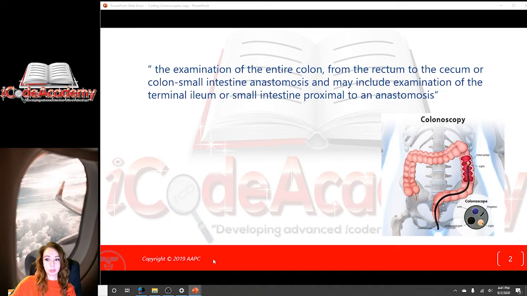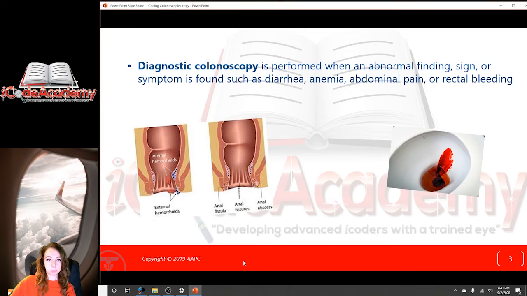So let's talk about the different types of colonoscopies. You may have heard some of these terms thrown around, but I would like to discuss them a little bit more. So here we have a diagnostic colonoscopy, which is performed when there's an abnormal finding, sign, or symptom. So if a patient comes into the clinic and they have a chief complaint, such as maybe a hemorrhoid or diarrhea, abdominal pain, or rectal bleeding, the provider is then going to put in an order for a diagnostic colonoscopy.